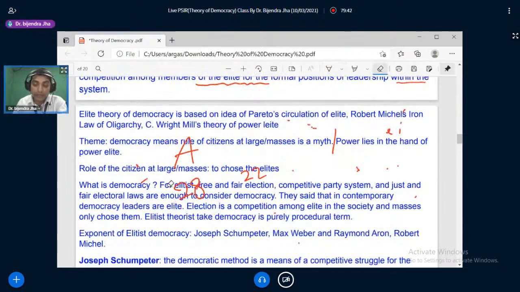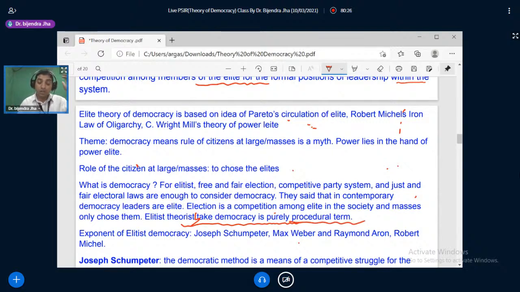तो ये इलेक्टोरल लॉ है। तो एलिटिस्ट थ्योरी कहते हैं कि अगर फ्री एंड फेयर इलेक्शन हो और वहां पर कॉम्पिटिटिव पार्टी सिस्टम हो और इलेक्टोरल लॉ फेयर हो तो उसको हम डेमोक्रेसी कंसीडर करेंगे। और वो कहते हैं कि जो कंटेम्परेरी डेमोक्रेसी है, इन कंटेम्परेरी डेमोक्रेसी लीडर्स आर elite, right, and election is a mere competition among the elite in the society, and masses only participate to vote them, to choose them, right? And so elitist theorists take democracy in a purely procedural term.